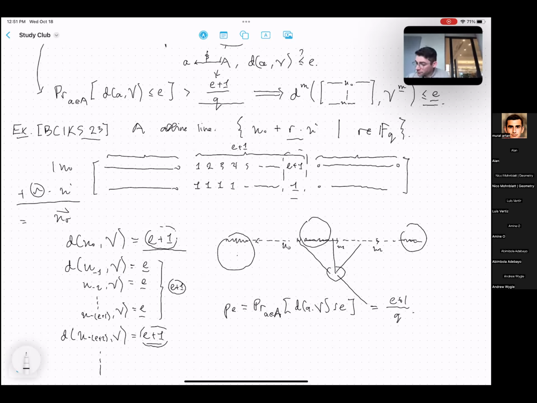Fix a proximity parameter E, and ask for what proportion we get E or closer to the code. We showed that the proportion can be as high as E plus 1, while still having elements which are not E close to the code, okay?